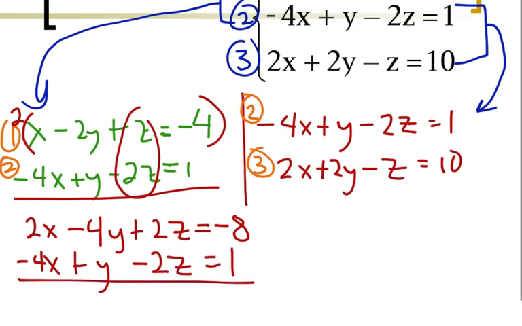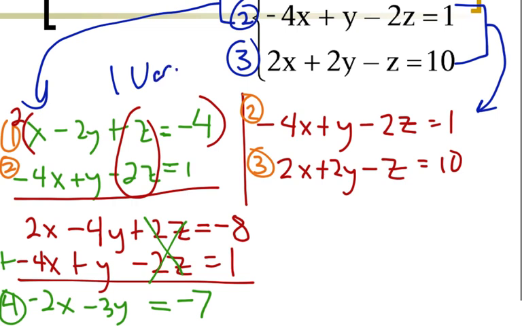And then I go ahead and do my elimination by vertical addition here. And I get negative 2x minus 3y, and my z's cancel, equal negative 7. And that's my equation number 4. Okay, so now I'm going to look at the right hand side. I got one variable to cancel on the left, and that was z.